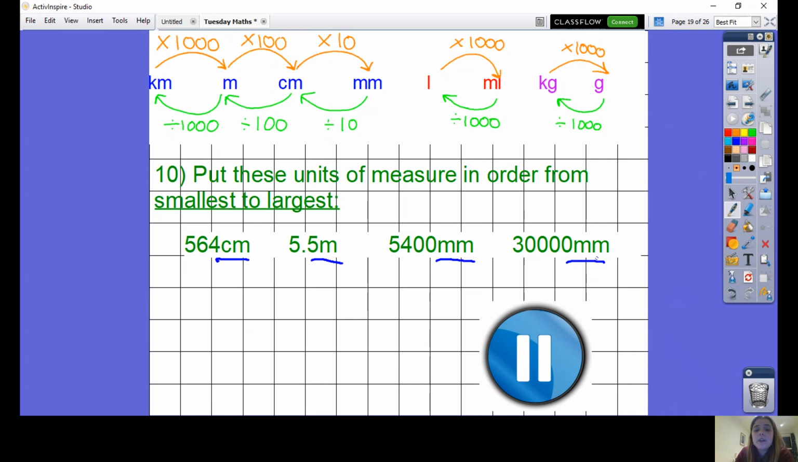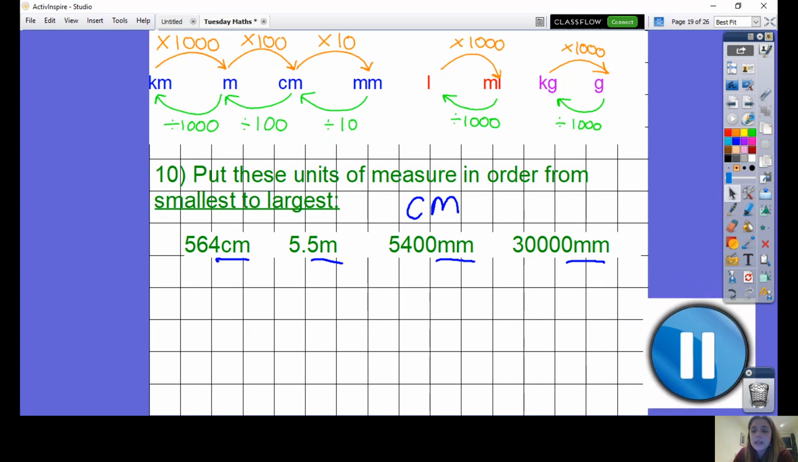My advice to you is convert them all to the middle one. Which is the middle measurement? Millimeters, meters, or centimeters? Well done to those of you who are going to convert into centimeters. But remember, check if you're going from smallest to largest and make sure you write them in their original form when you're finished. Pause the video and solve this question now.